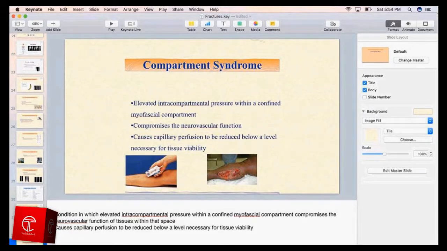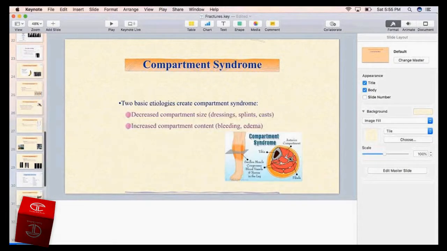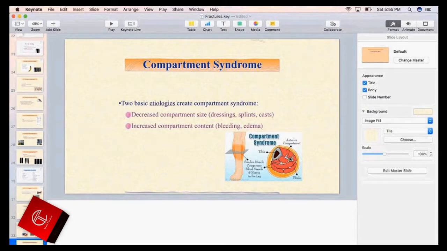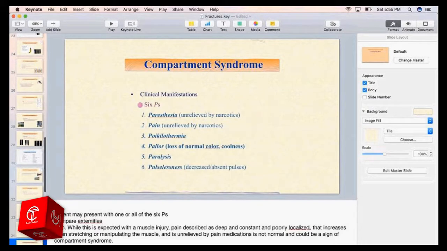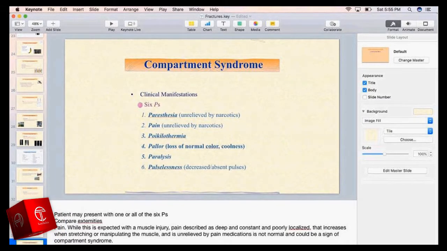Otherwise, it can compromise the neurovascular function, which will reduce the capillary perfusion into the muscle and even to the distal part of the leg, and you may lose the limb of your patient. So early detection is the important thing in compartment syndrome. How do you detect it in the early period? We have the 6 P's of compartment syndrome.